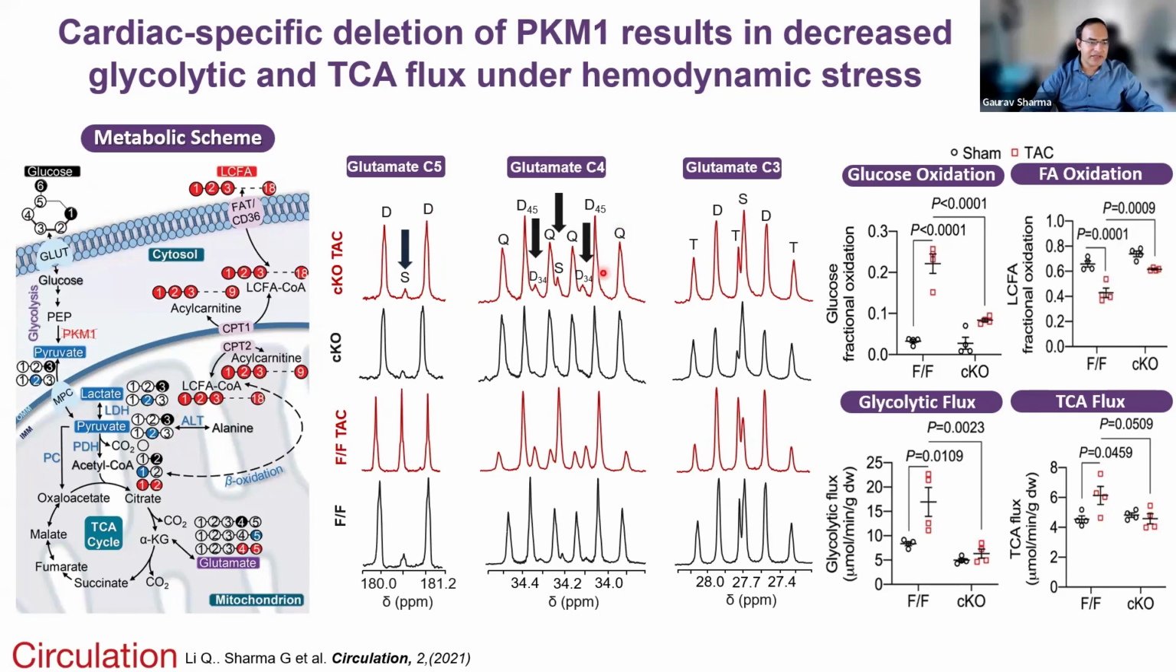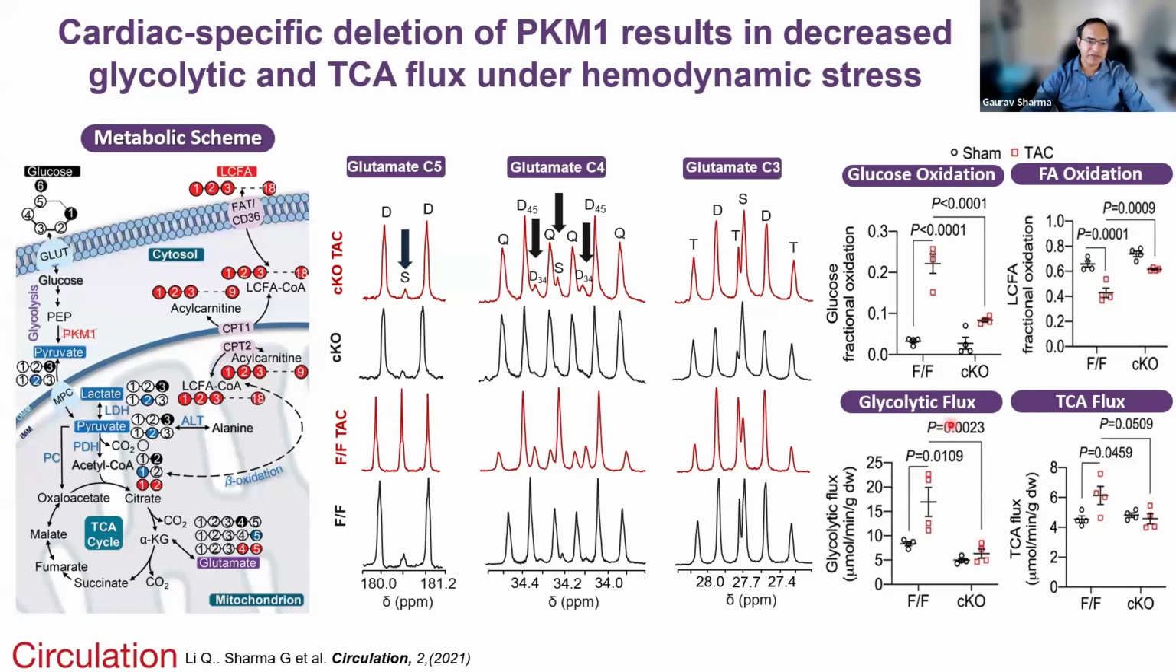And if you look at these arrows, these are the ones showing an increase compared to the knockout. So by analyzing these glutamate isotopomers, we got the glucose oxidation. In the flux, you see a significant increase in the glucose fraction of oxidation, and in the case of the knockout, you see a significant decrease in the glucose oxidation. Whereas for the fatty acid oxidation, you see a significant decrease in both knockout models compared to the control.